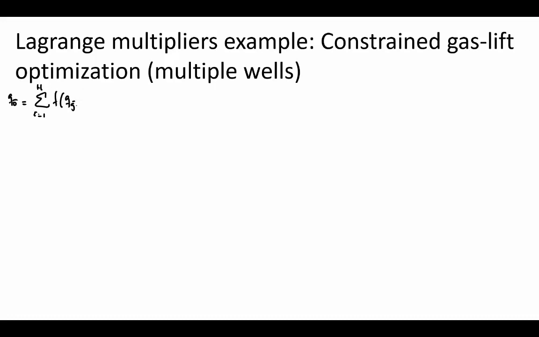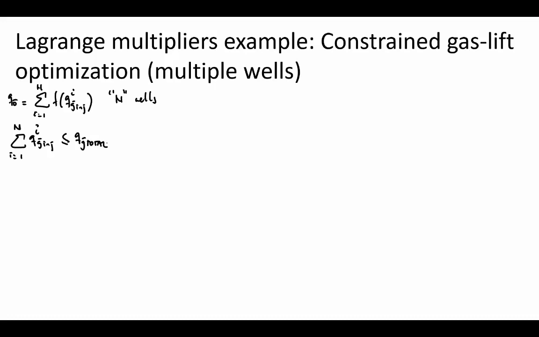Let's call it gas injection I, well I. Okay, so essentially our total oil production is equal to the sum of the production of many n individual wells. And on top of that, we have the constraint that the sum of the gas rate has to be less or equal than the Q gas total.